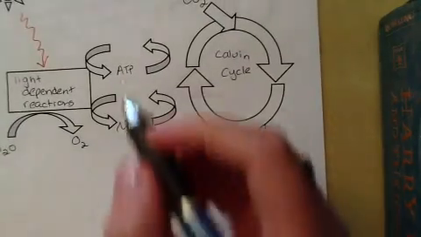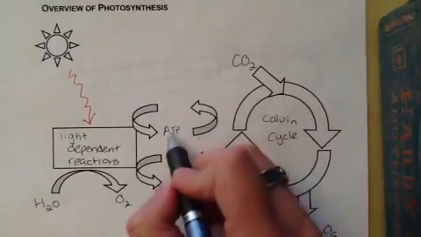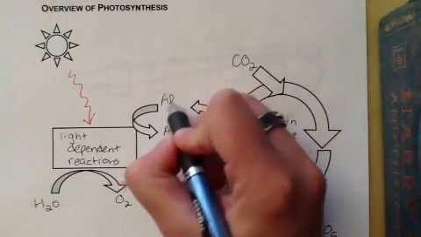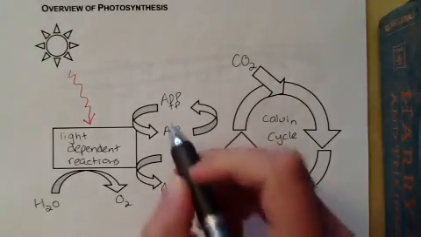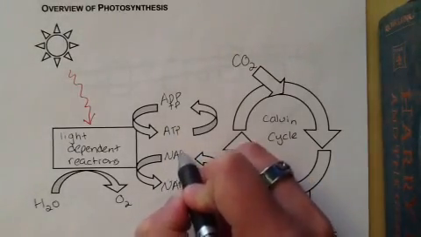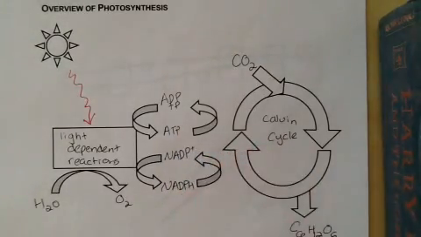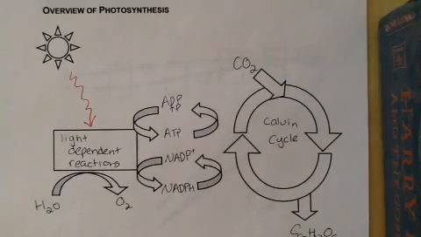Okay, and we're going to use these things up. We're going to use the ATP that we made, so we're going to turn it back into ADP and a phosphate, and we're going to use our electron carrier. So we're going to use that, and we're going to turn it back into NAD+. Okay. So it's kind of the gist of everything that we're going to do.